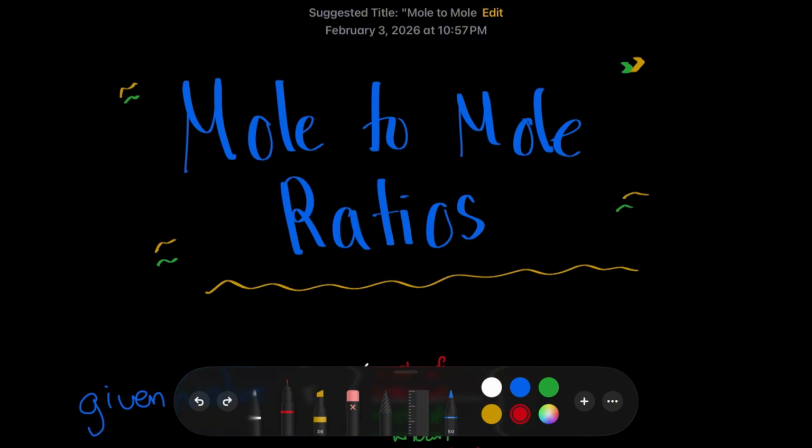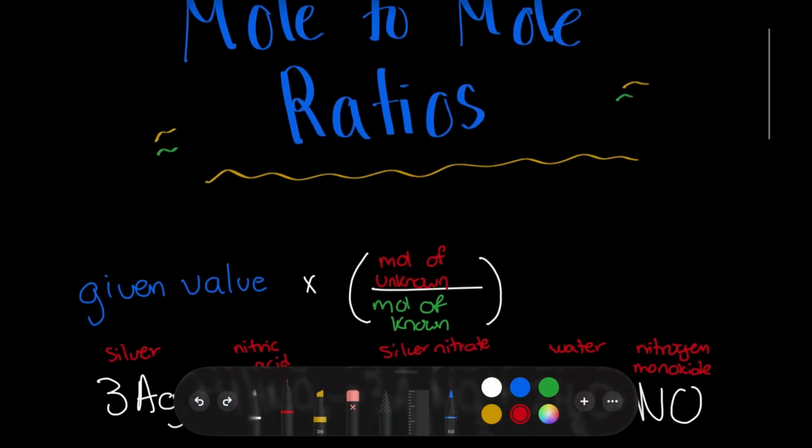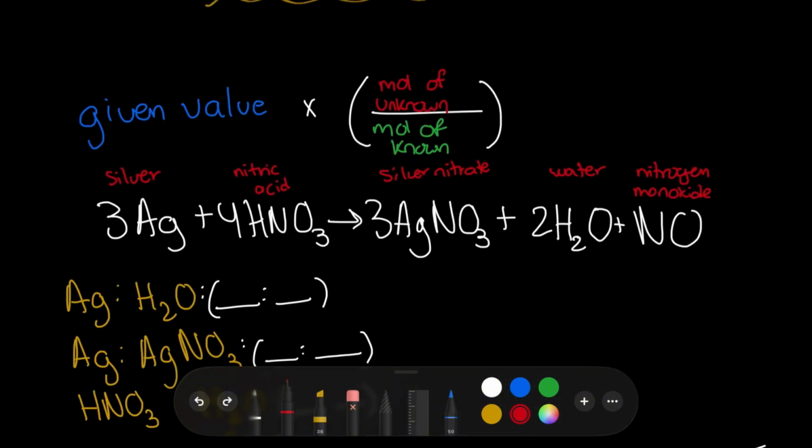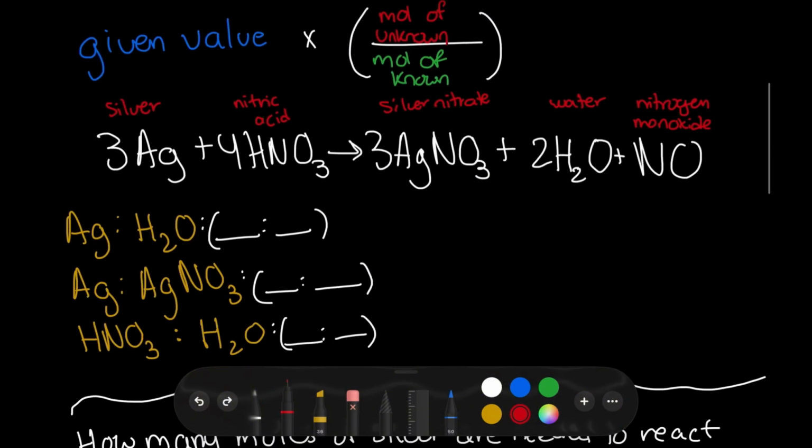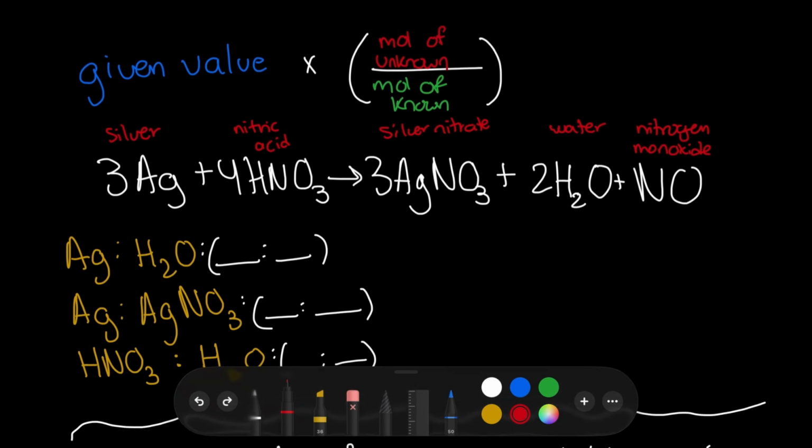Today we're going to cover another chemistry topic, specifically mole-to-mole ratios. So let's just get right into it. Here is the formula for how to convert from one mole amount to another. What you need to know is the given amount of moles multiplied by the moles of the unknown value, the value they want to convert to, divided by the moles of the known value that you have. This will make more sense once we actually do an example. You'll be able to see the dimensional analysis.